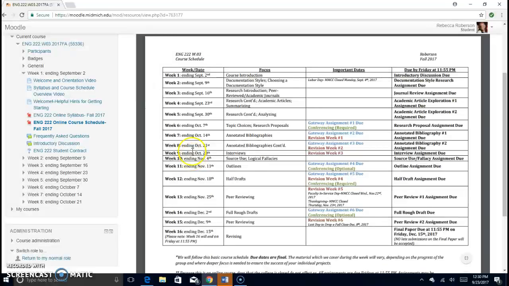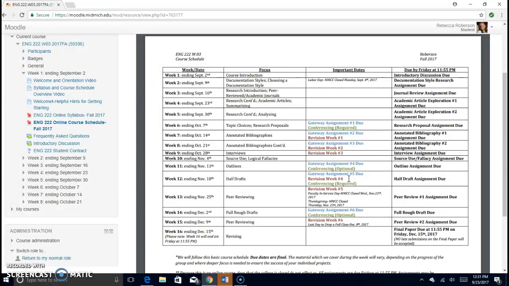So it's going to start going very, very quickly here. We have half of the course left, and especially once we get to week 11 and start writing these papers, it's going to go very, very quickly. My advice to you is to take the time and the opportunities now to conduct your research. Once you get to these writing assignments, particularly here with the half draft, you're going to have enough in terms of writing to keep you busy for the whole week.